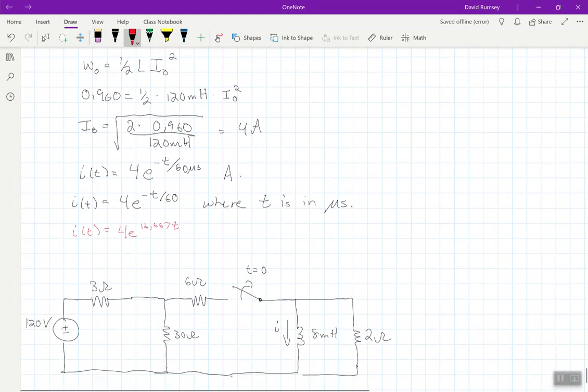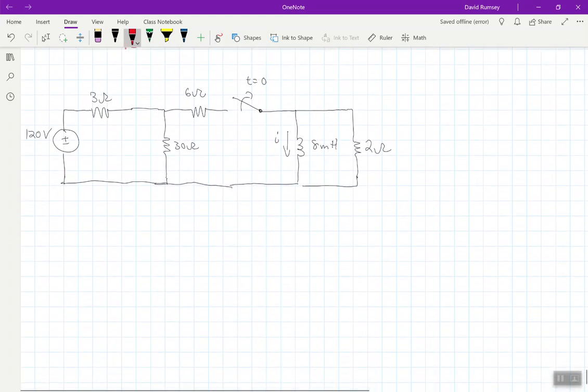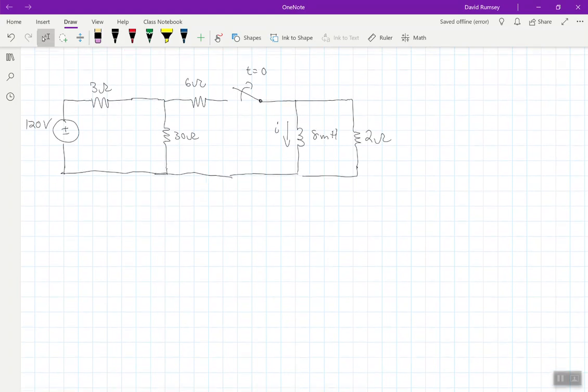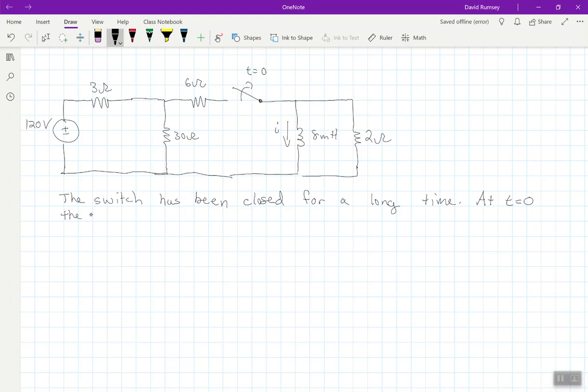All right, so let's move on to another example here. Now this example has got a switch in it. So let's write down what it is we're asked to find here. First off, let's write the information that we have. The switch has been closed for a long time. At t equals 0, the switch opens.